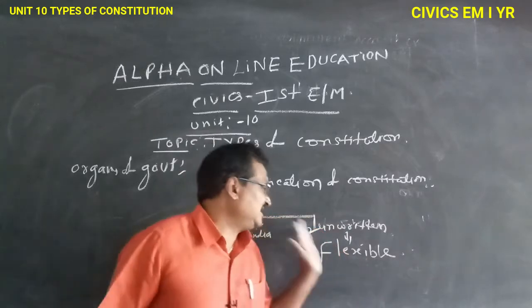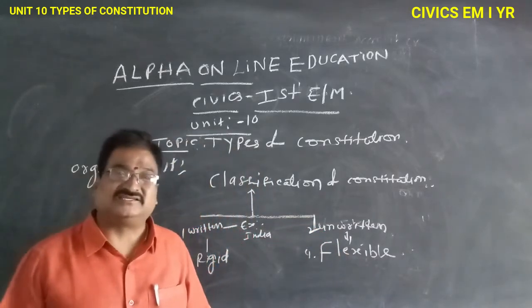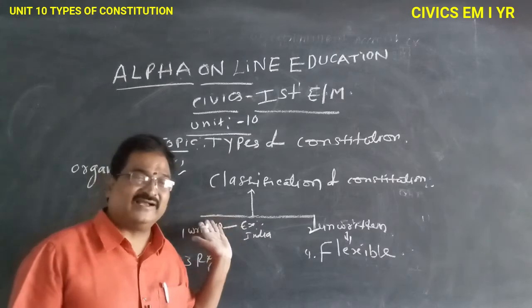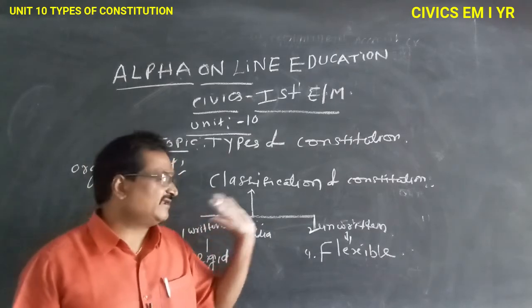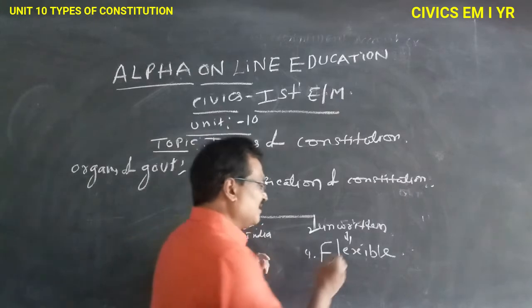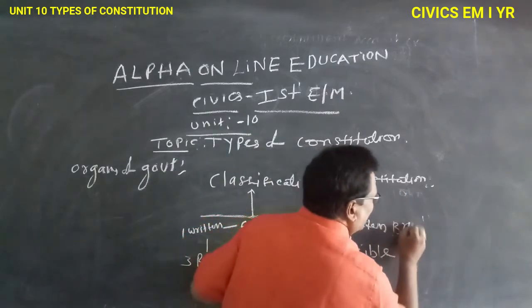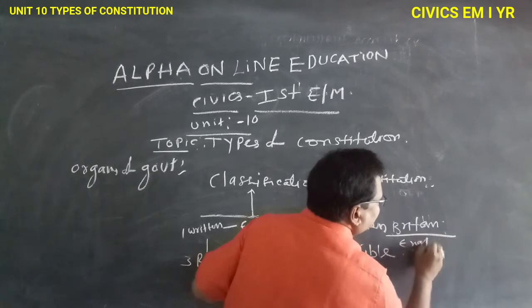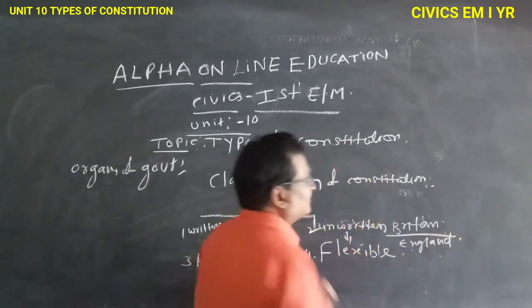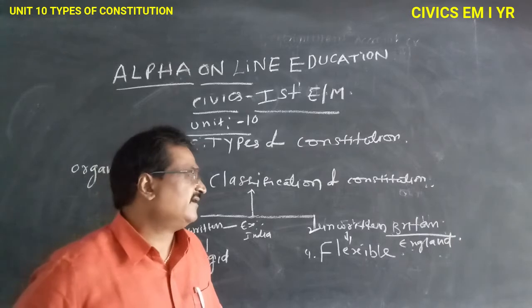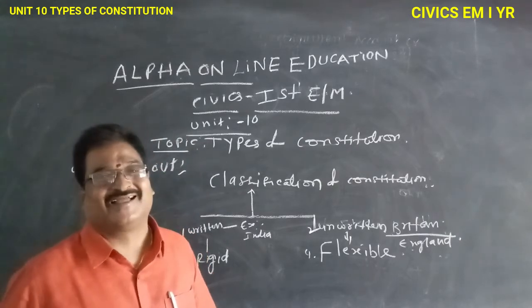The next one is the unwritten Constitution. Try to understand the variation between written and unwritten. Unwritten means not written. For example, the British Constitution of Britain or England is not written.